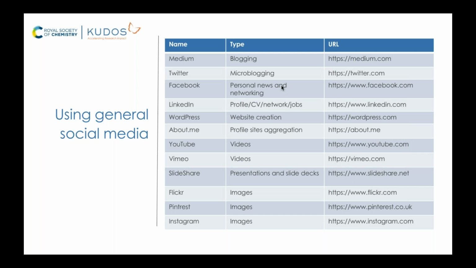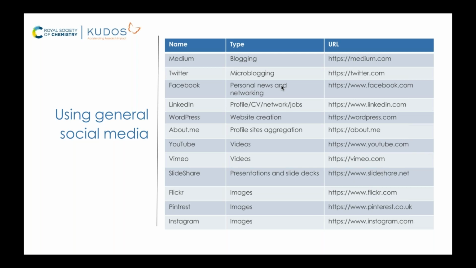LinkedIn, most of you will be familiar with as a professional CV networking site. WordPress has a lot of functionality, can be a little bit complicated, but is a good tool for creating a basic project website. And if you are using quite a lot of profile sites, you might like the About Me tool, where you can aggregate all those together and have one kind of super profile for all your other profiles and channels.